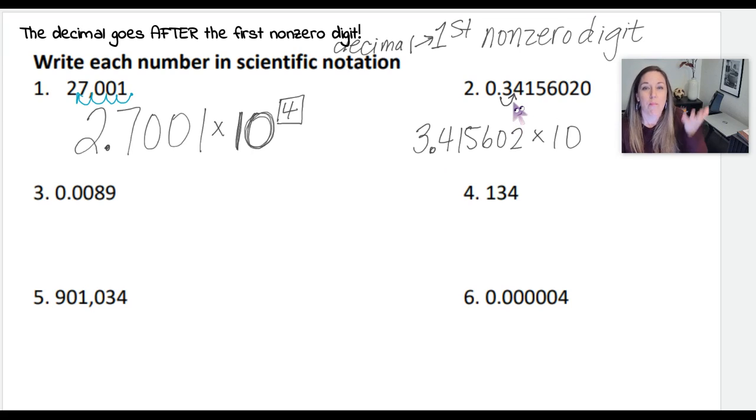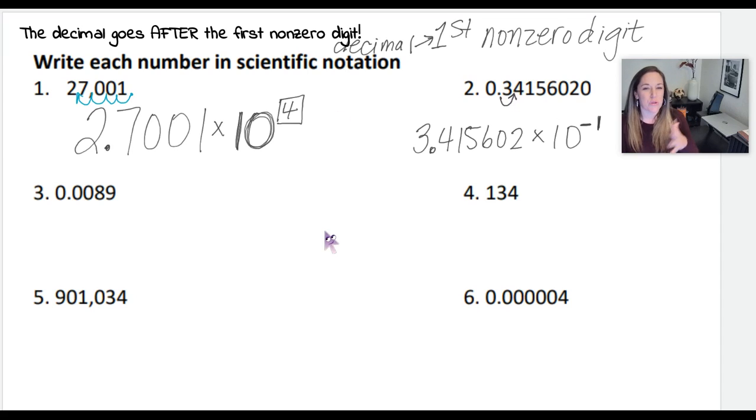3.4, in order to make that 0.34, I'm going to need to multiply it by a small number. So that exponent is going to be a negative number. And the number is just going to be how many times did we move that decimal? We moved it once. So that is -1 for our answer, 10 to the -1. And double check, is the decimal after the first non-zero digit? Yes. And will 10 to the -1 move the decimal to the left 1? That's what it says on number 2.